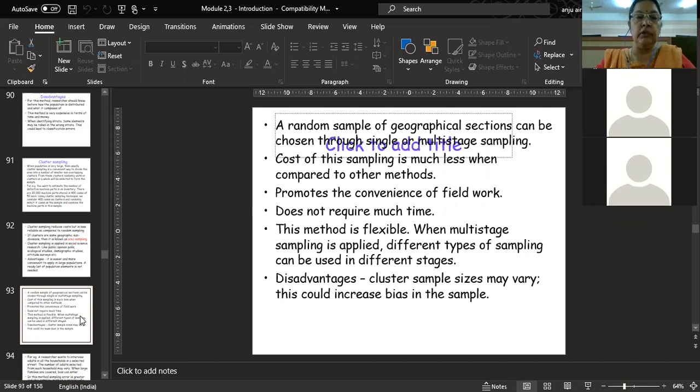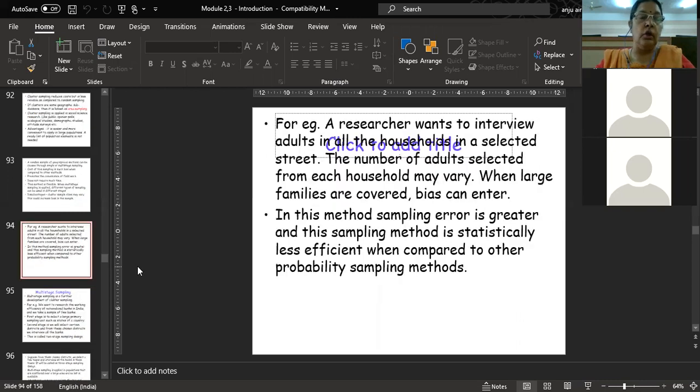Disadvantage is that when you are dividing the population into clusters, sometimes you may not divide it into proper clusters. You may show bias. You may show partiality in dividing the population into different clusters. So that is one disadvantage of using this cluster sampling technique.